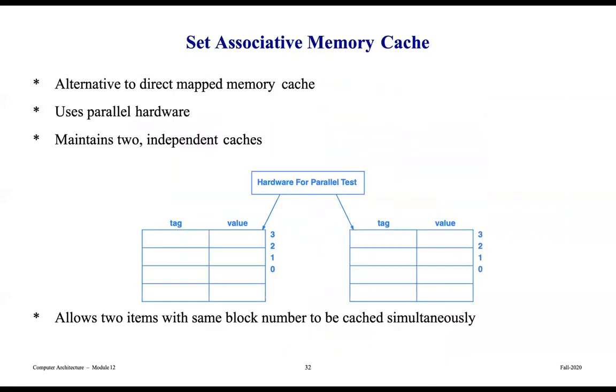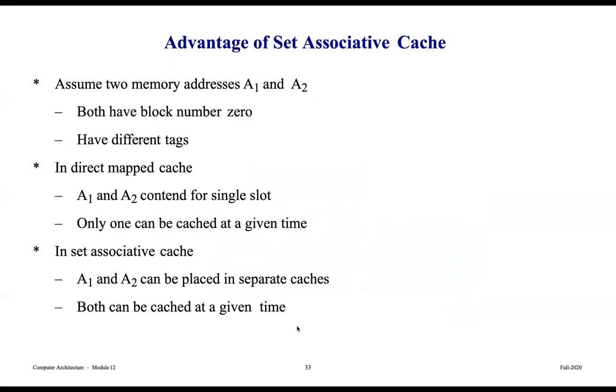So let's also talk about set associative memory cache. It's an alternative to direct memory cache. It uses parallel hardware. It maintains two independent caches. And so here we're showing an example of what those two caches could look like. It allows two items with the same block to be cached simultaneously.